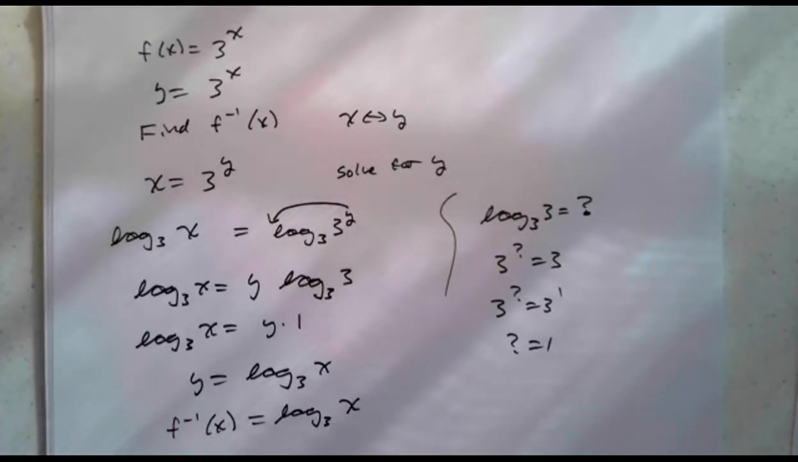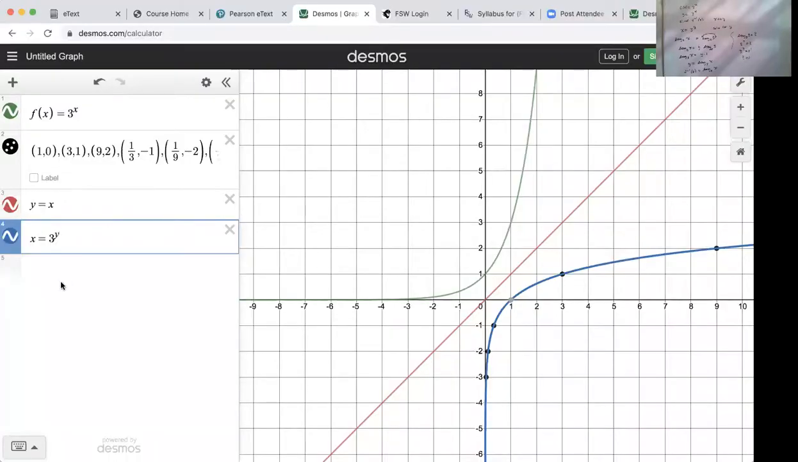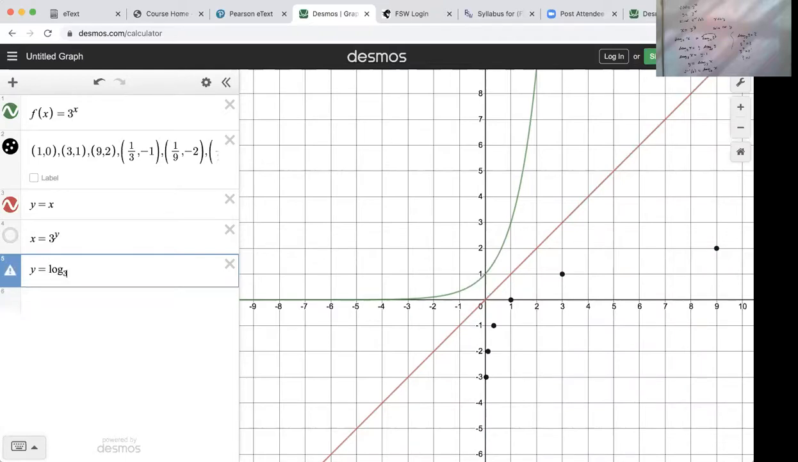So if we go back to Desmos, if I want to graph log base 3 of x, let me go ahead and turn this one off for a minute and say y equals log base 3 of x. We hope it's going to go through those points, and it does. And you can see that the original function f of x equals 3 to the x, and the inverse function f inverse of x equals log base 3 of x, are mirror images across the line y equals x.